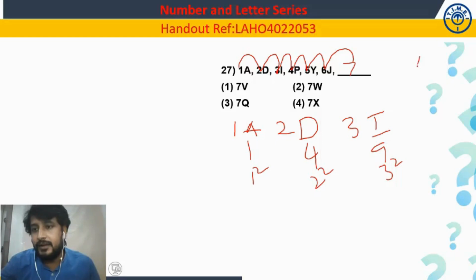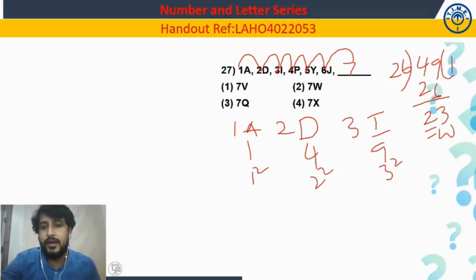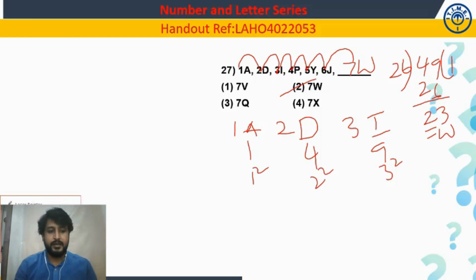Now 7, 7 square. 7 square is 49. So we need to find out the 49th letter. How to find it? Divide by 26. 26 ones are 26 and the remainder is how much? 23. Which letter place value is 23? W. So my answer will be 7 W. So my answer is 7 W. Okay. Please copy the logic.